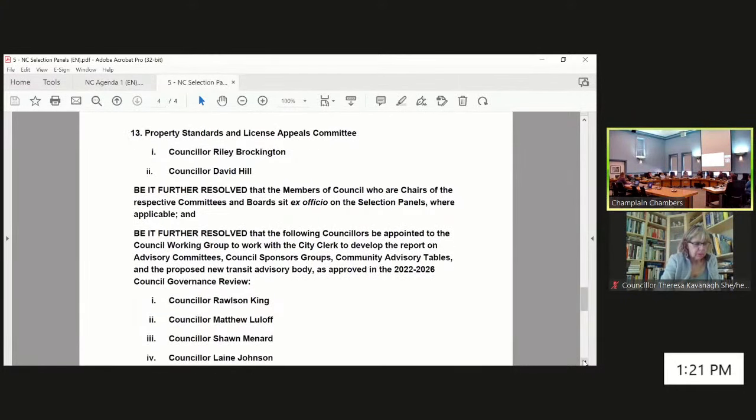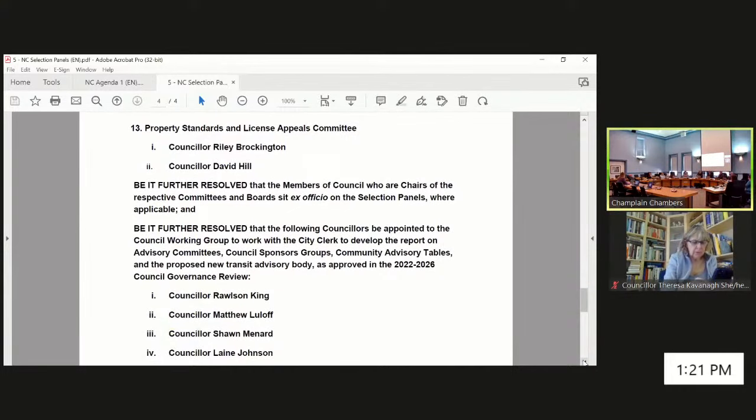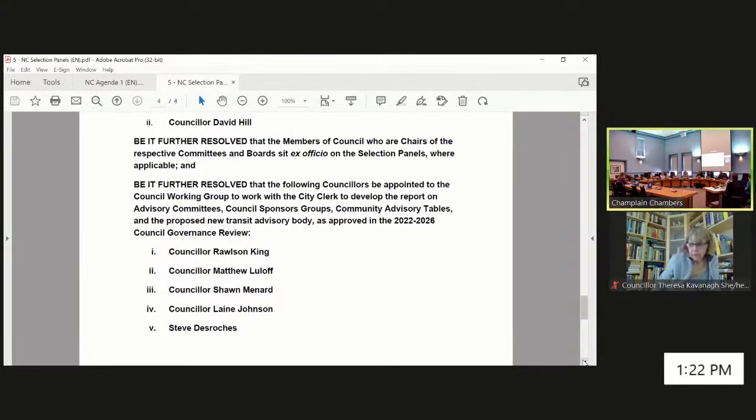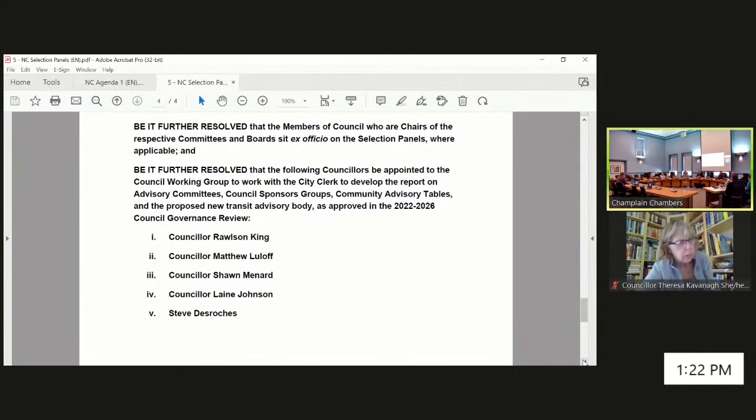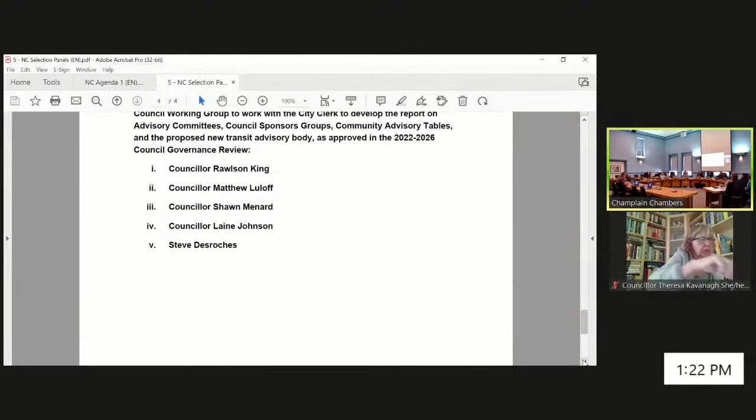Be it further resolved that the members of council who are chairs of the respective committees and boards sit ex officio on the selection panels where applicable, and be it further resolved that the following city councillors be appointed to the councillors working group with the city clerk to develop the report on the advisory committees, council sponsors groups, councillors advisory tables, and the proposed new transit advisory body as approved in the 2022 to 2026 council governance review, being Councillor King, Councillor Luloff, Councillor Menard, Councillor Johnson, and Councillor DeRoche. Thank you, Mr. Mayor.